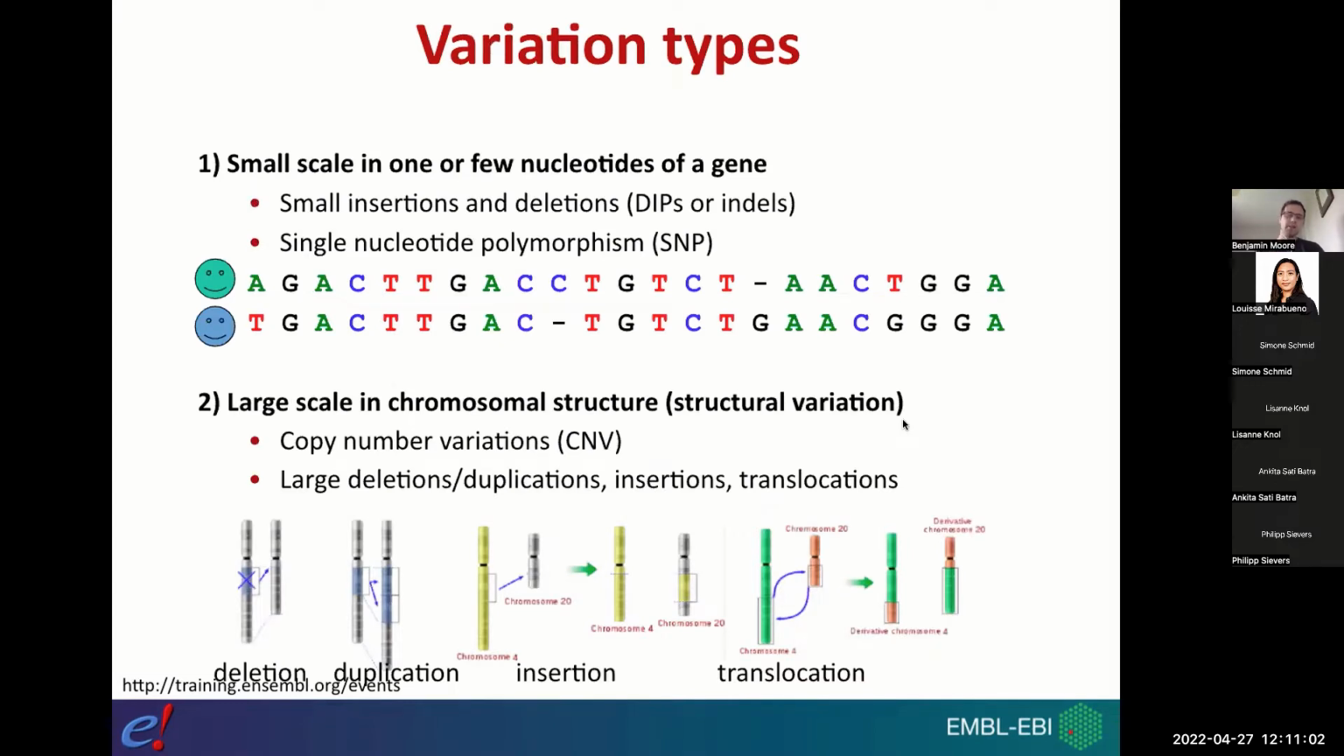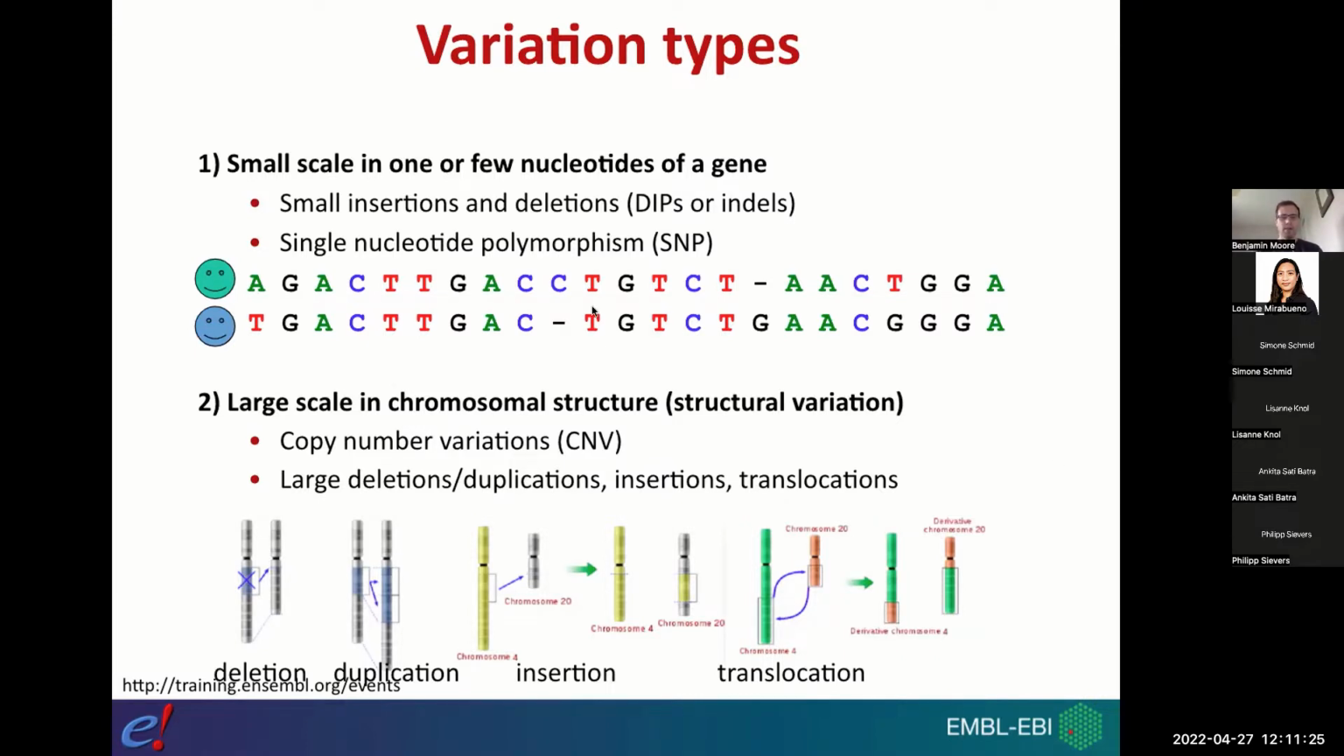We can think of variation data as coming in two main categories. We can think of small scale variants that might include things like small insertions or deletions, or what some people call SNPs, single nucleotide polymorphisms, but which more commonly these days are called SNVs, single nucleotide variants.